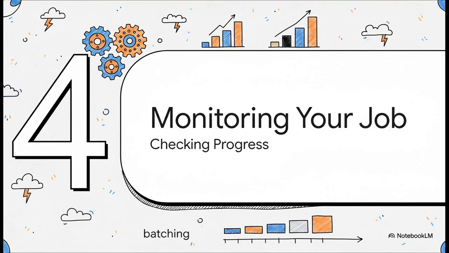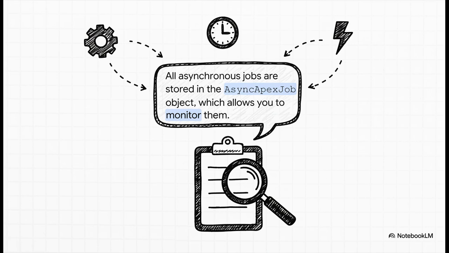All right, so you've launched your job. It's off, running in the background, doing its thing. But now what? How do you check on it? Is it stuck? Is it finished? Did something go wrong? You can't just leave it running in the dark. Well, thankfully, Salesforce has us covered. There's a special object called AsyncApexJob that acts like a mission control for all of your background jobs, including Batch Apex. Every time you run a job, a record gets created here.